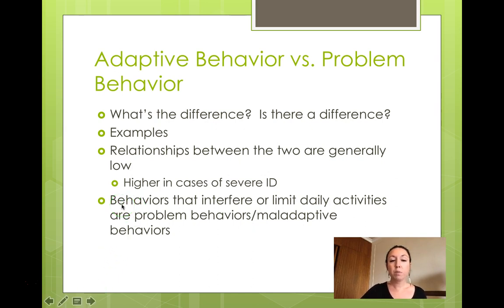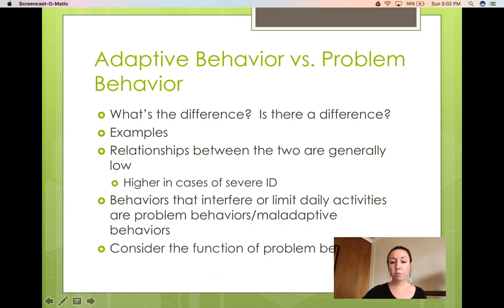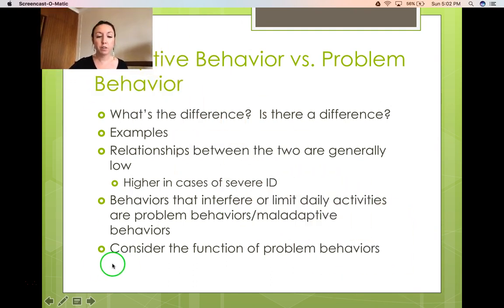So to note here, behaviors that interfere with or limit daily activities are problem behaviors or maladaptive behaviors. So things that kind of get in the way. And it's really important that we then consider the function of problem behaviors to help develop good adaptive behaviors in their place. Because anytime you take a behavior away from a person, so aggression or something that's working for them, you need to put something else in its place so the problem behavior doesn't crop back up.